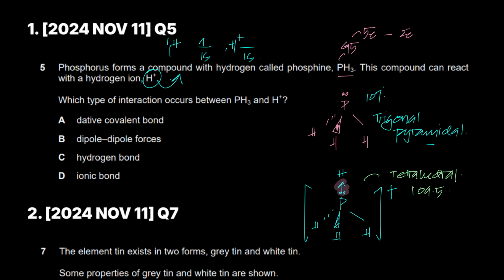And he's saying which type of interaction occurs between PH3 and H+. Now, you do not need to do all of this stuff. Automatically, you'd know it's a dative covalent bond, also known as a coordinate covalent bond. There are no dipole forces. Hydrogen bonding? No, it is between O, N and F bonded to a hydrogen atom. Ionic bonding, pathetic. So if your concepts are clear, the A-level examiner can give you things which are so easy that you will be like, what are these options even?